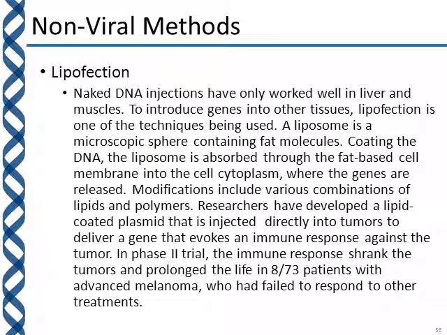Modifications include various combinations of lipids and polymers. Researchers have developed a lipid-coated plasmid that is injected directly into tumors to deliver a gene that evokes an immune response against the tumor. In phase 2 trials, the immune system shrank the tumors and prolonged life in 8 out of 73 patients with advanced melanoma who failed to respond to other treatments.